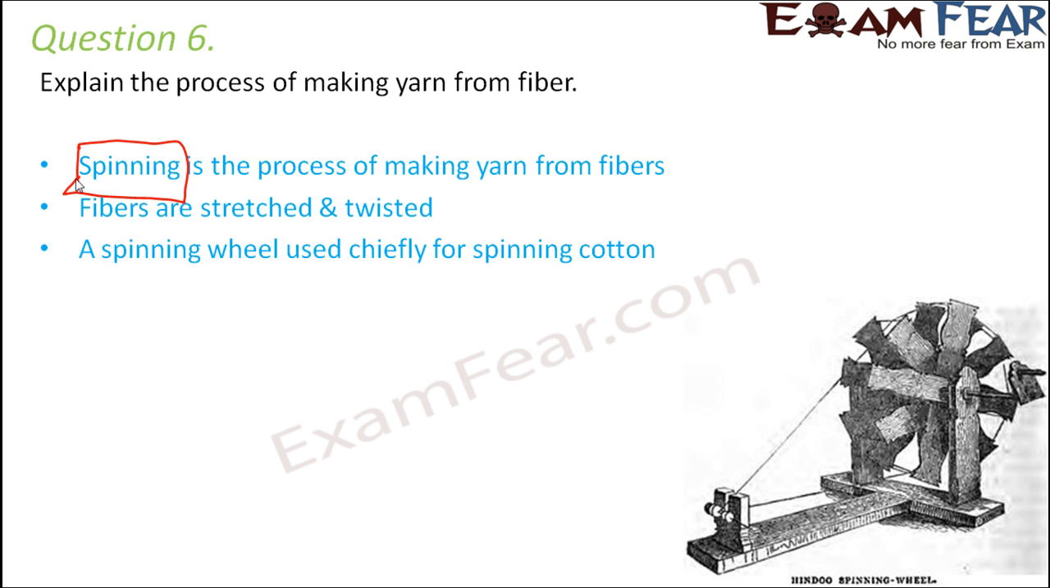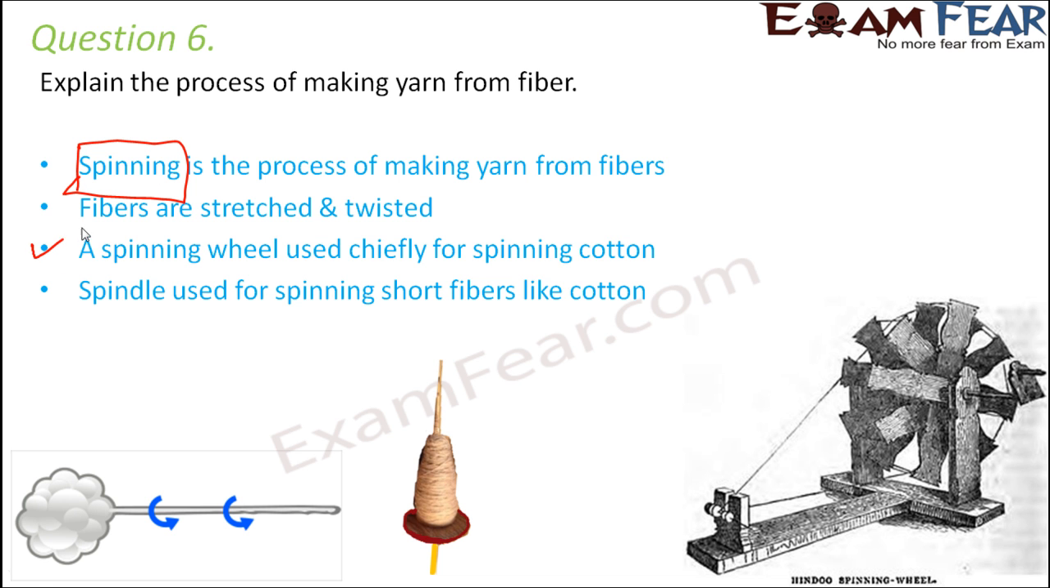Some of the commonly used devices are the spinning wheel or the spindle. These days the spindle is more common because it is handy and less expensive when compared to the spinning wheel. Here you see, this is your input, that is the fiber, and this fiber gets converted into yarn like this. Yarn is nothing but a bundle of thread, and these threads can later be used to make the fabric. That's how the entire process of spinning takes place.